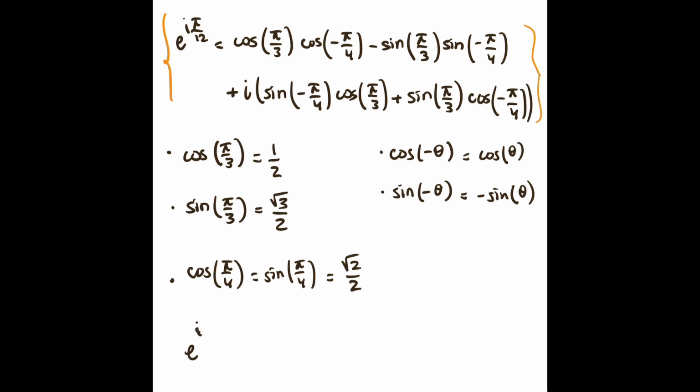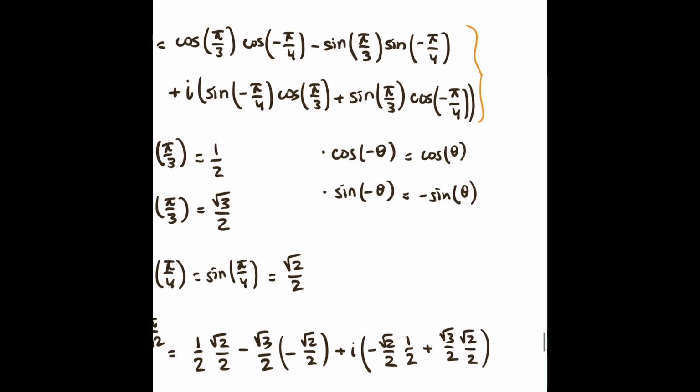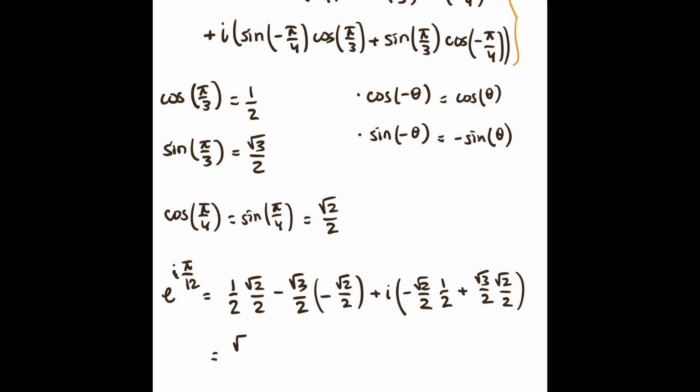So we'll have e to the i pi over 12 is equal to 1/2. Cosine's an even function, so the negative goes away and we simply evaluate cosine of pi over 4, which is radical 2 over 2. Then we have minus sine of pi over 3, which is radical 3 over 2, times negative, because sine is an odd function, radical 2 over 2, plus i times sine of negative pi over 4, which is negative radical 2 over 2, times cosine of pi over 3, 1/2, plus radical 3 over 2 times radical 2 over 2. Now let's simplify this by multiplying all of them together.